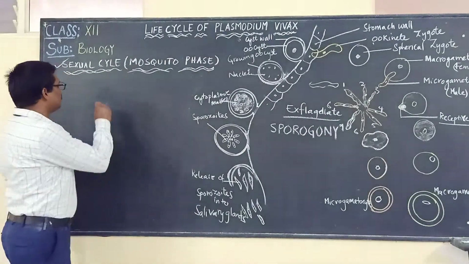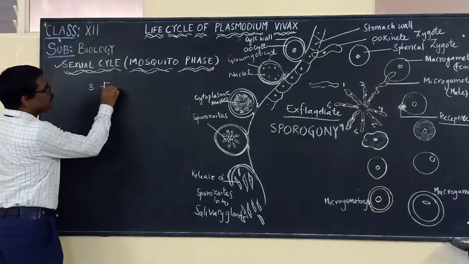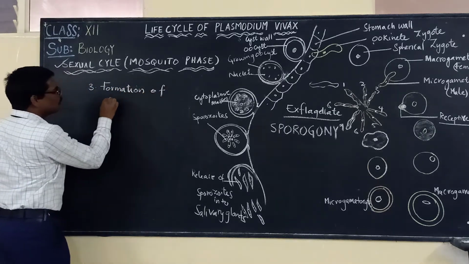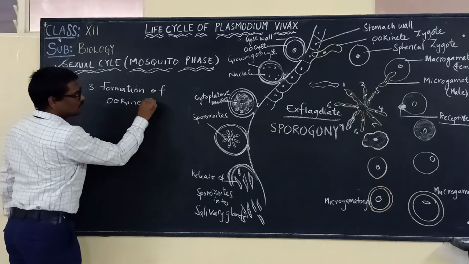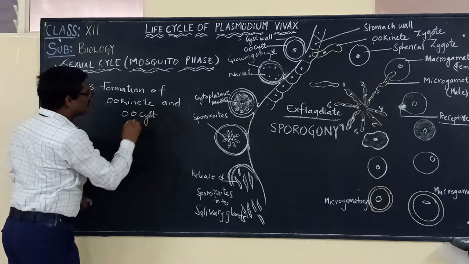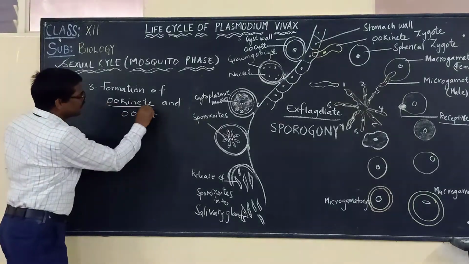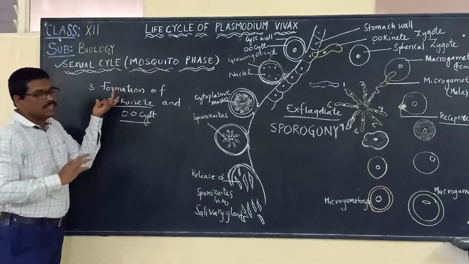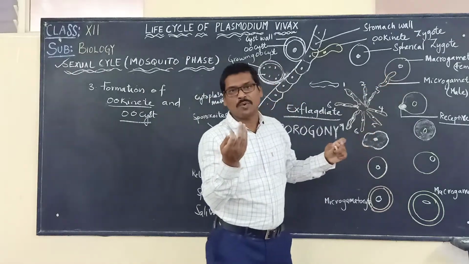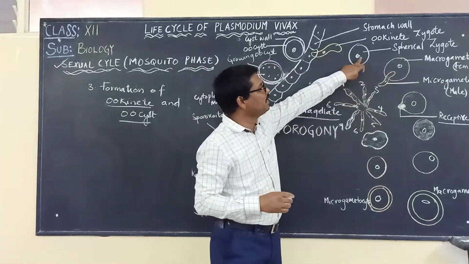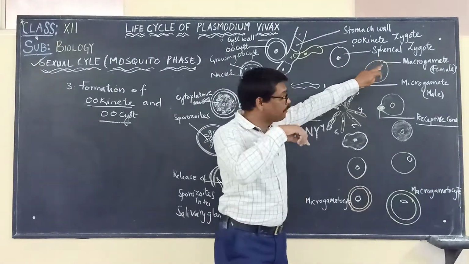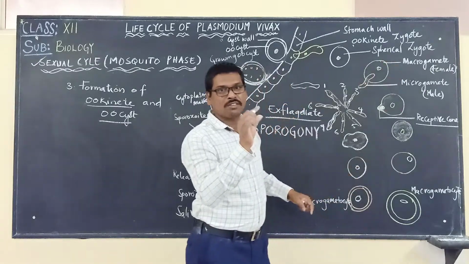Now the third stage is the formation of the ookinete and oocyst. How the ookinete and oocyst are formed, we are going to discuss under this third stage. What we said, fertilization occurred and it has led to the zygote. Now the zygote is formed and, please remember, it is in a spherical shape, just like a round shape.